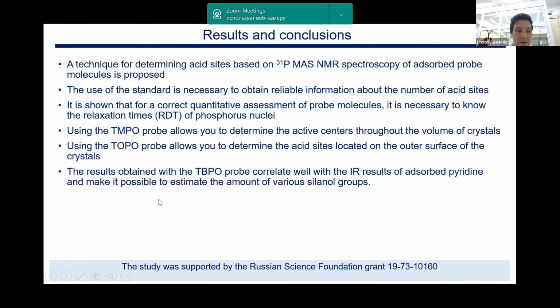So on this slide, results and conclusions are here. A technique for determining acid sites based on phosphorus NMR spectroscopy of adsorbed molecules is proposed. The use of a standard is necessary to obtain reliable information about the number of acid sites. It is shown that for a correct quantitative assessment of probe molecules, it is necessary to know the relaxation time. Using the TMPO probe allows you to determine the active sites throughout the volume of crystals.